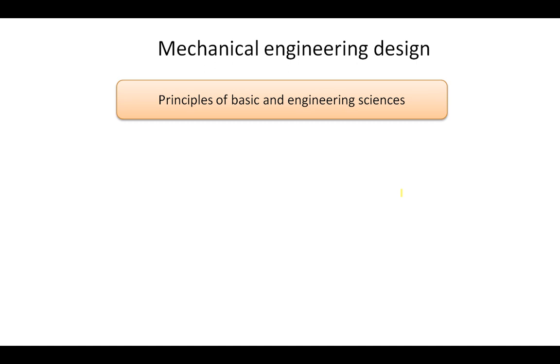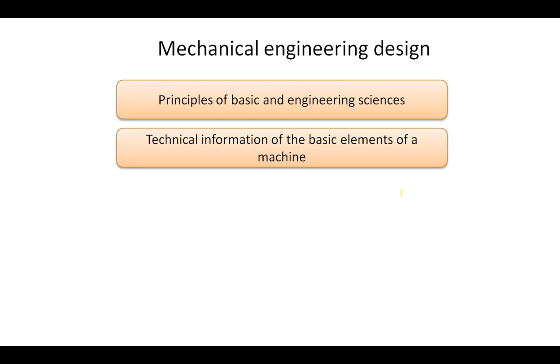Now we will see different features of machine design. So first feature is principles of basic and engineering sciences. So you have studied different engineering courses like thermal engineering or fluid mechanics or industrial engineering. So these basic sciences or courses that you have studied, you have to use that knowledge, previous knowledge, for designing a particular product. So first feature is using the principles of basic and engineering sciences.